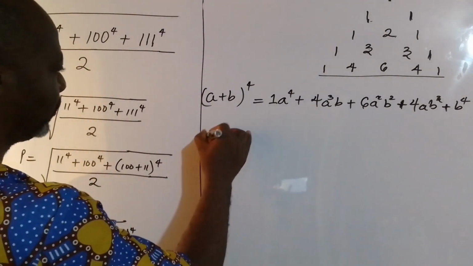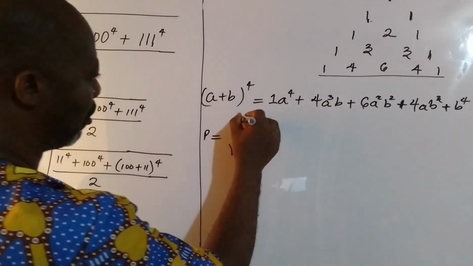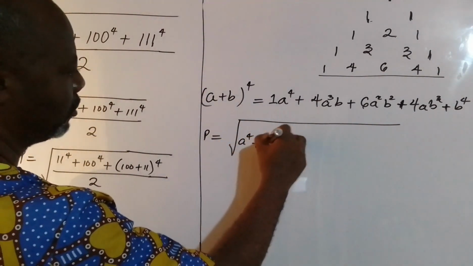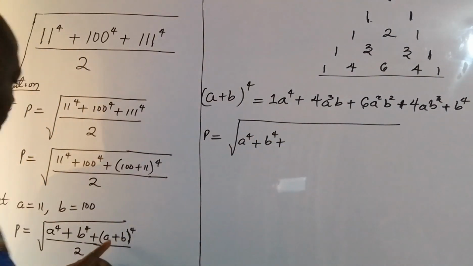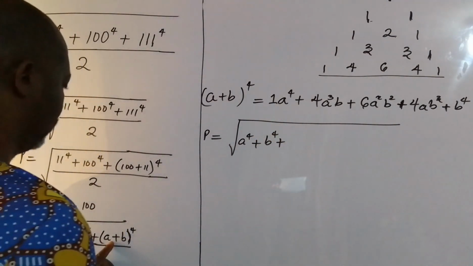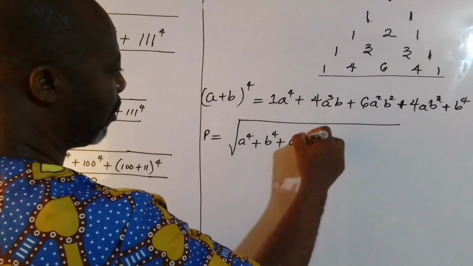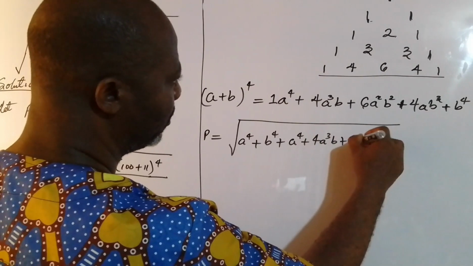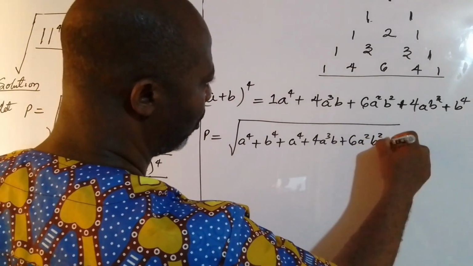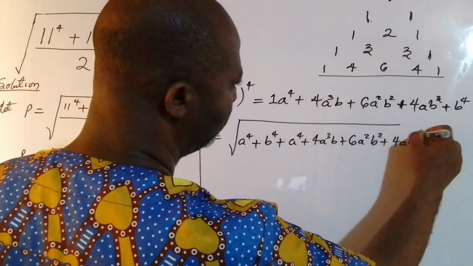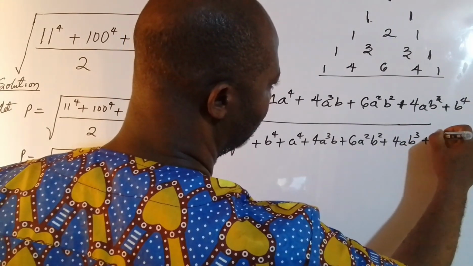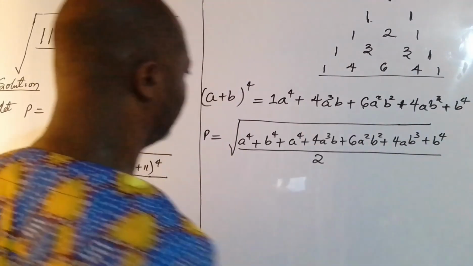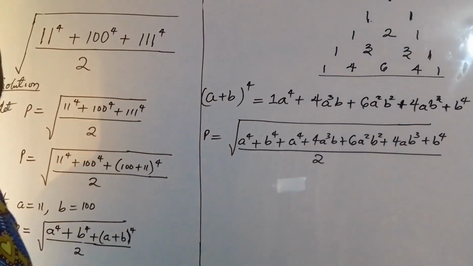So it means that P will now be equal to the square root of a to the power of 4 plus b to the power of 4 plus the expansion of (a + b) to the power of 4. That will be a to the power of 4 plus 4a cubed b plus 6a squared b squared plus 4ab cubed, then plus b to the power of 4. Everything divided by 2.